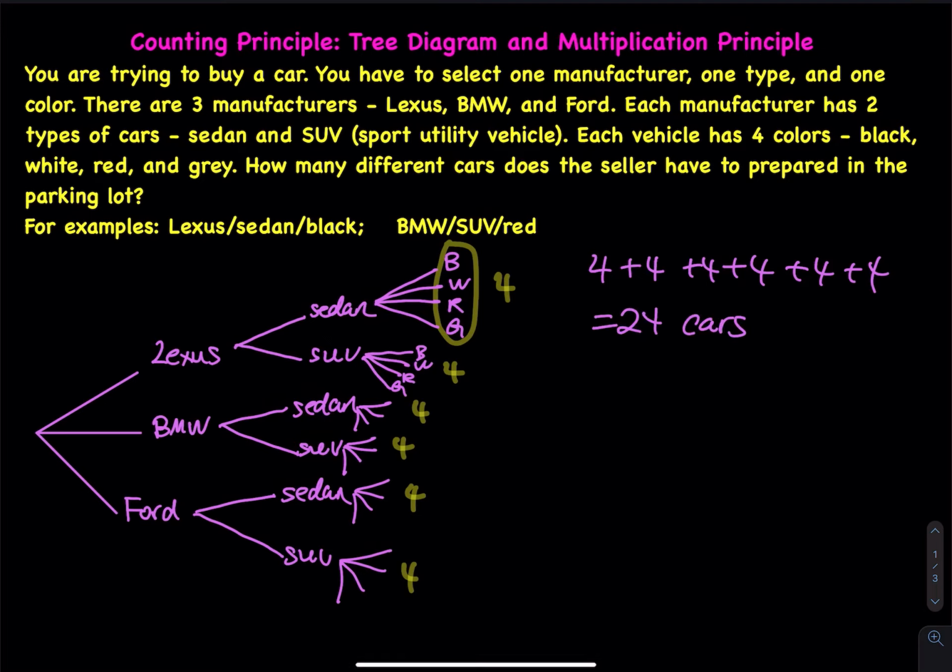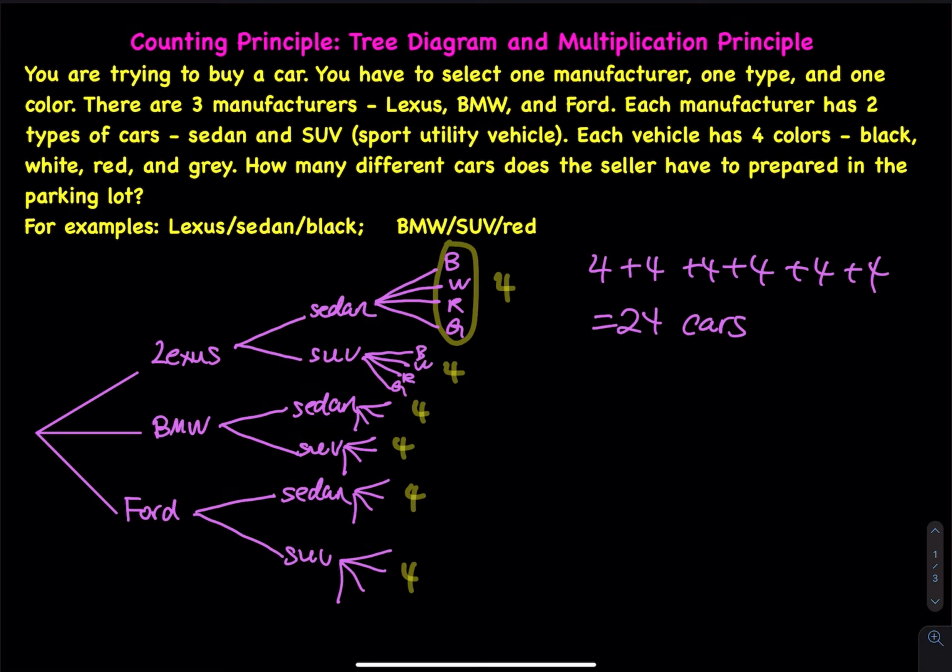Is there another way to get the 24? What if you have 6 manufacturers, 10 types, and 20 colors? In that case, the tree diagram will be big. Let's say drawing a tree diagram is not allowed. You don't even know what a tree diagram is. How do you calculate the total?